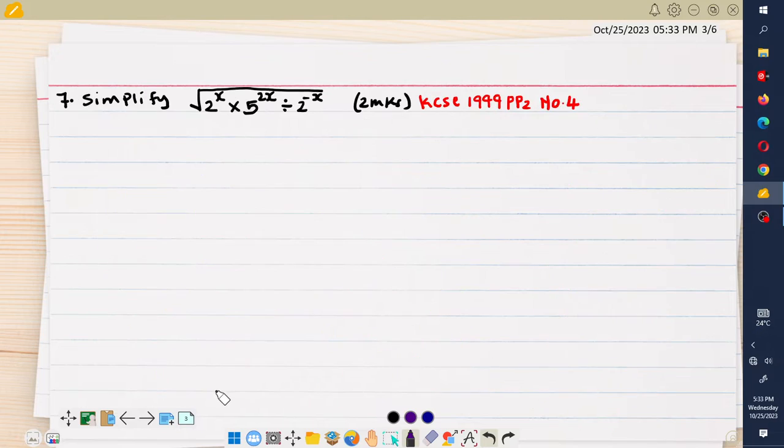Then we look at our 7th example, which tells us to simplify the square root of 2 to the power x times 5 to the power 2x divided by 2 to the power negative x. It is also a past cases question done in 1999, paper 2, question number 4. For me to solve this, I need to combine a number of laws.